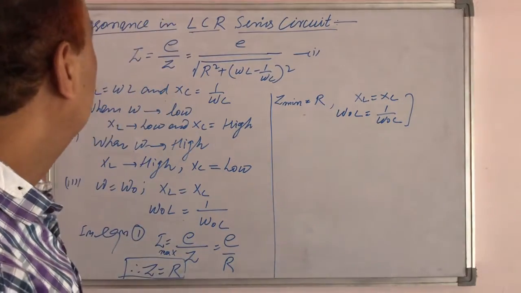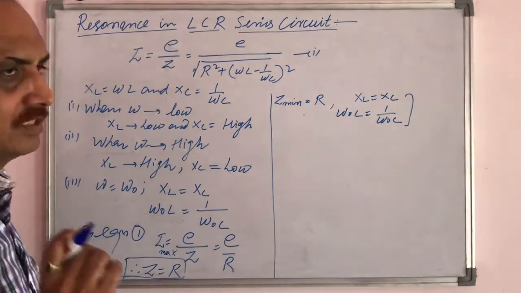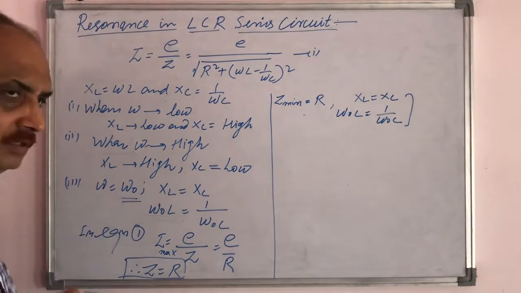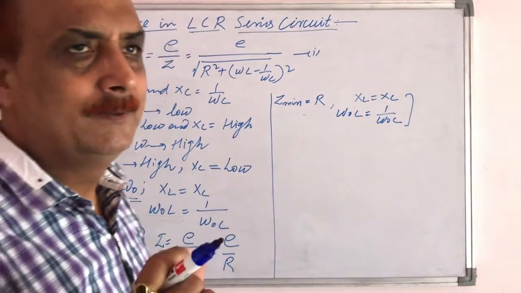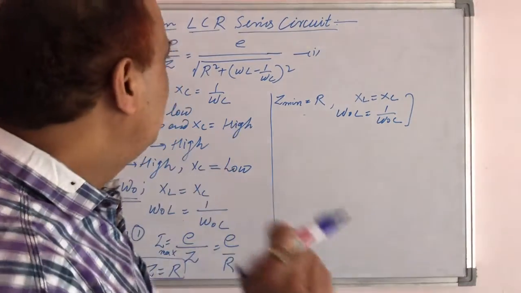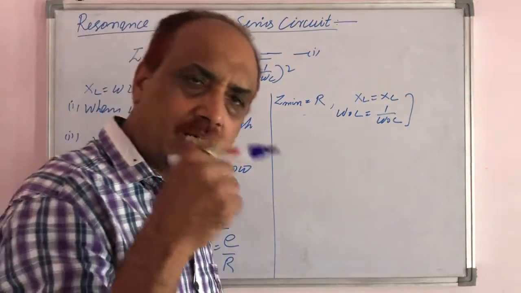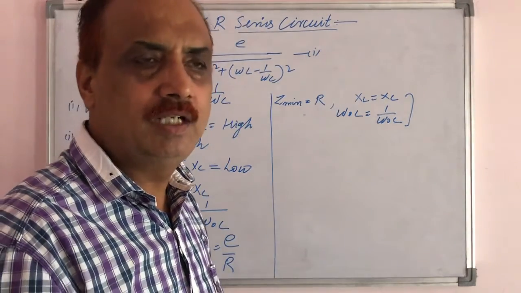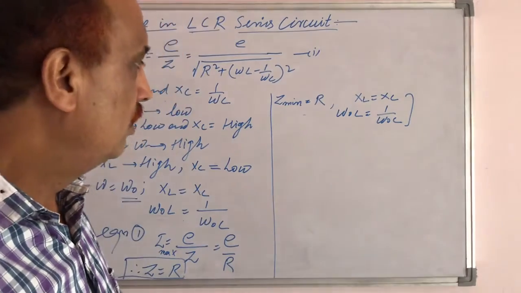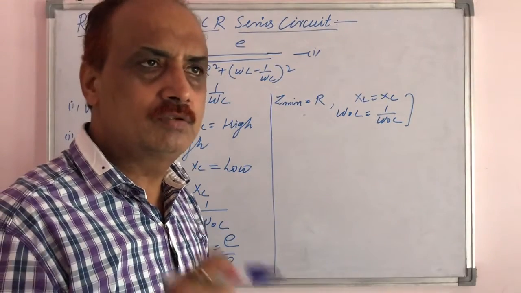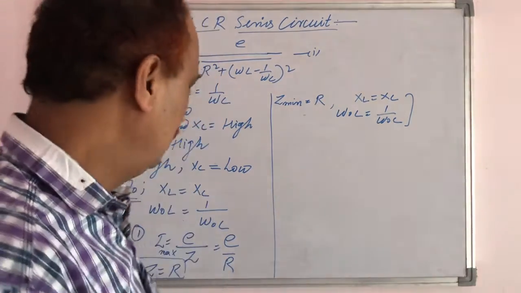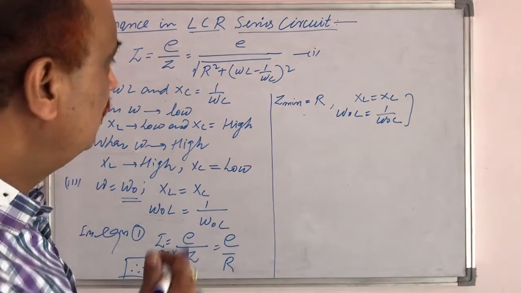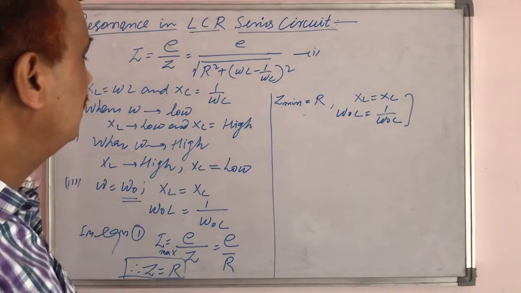So that is the resonant LCR circuit, and the frequency represented here as omega naught, the frequency at which the LCR series circuit acts as a resonant LCR circuit, is known as the resonant frequency, or you can say the resonant angular frequency, denoted by omega naught. So these are the situations in the resonance LCR circuit.